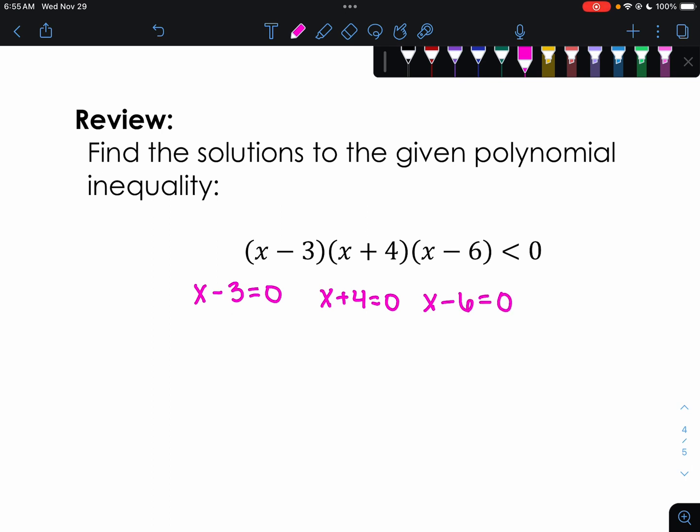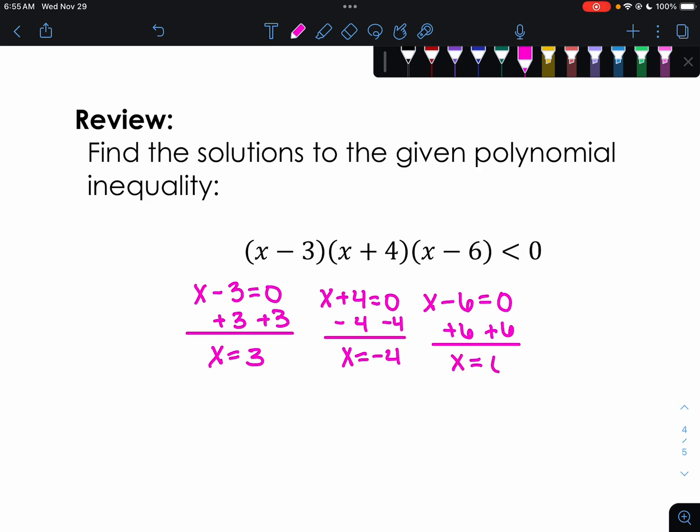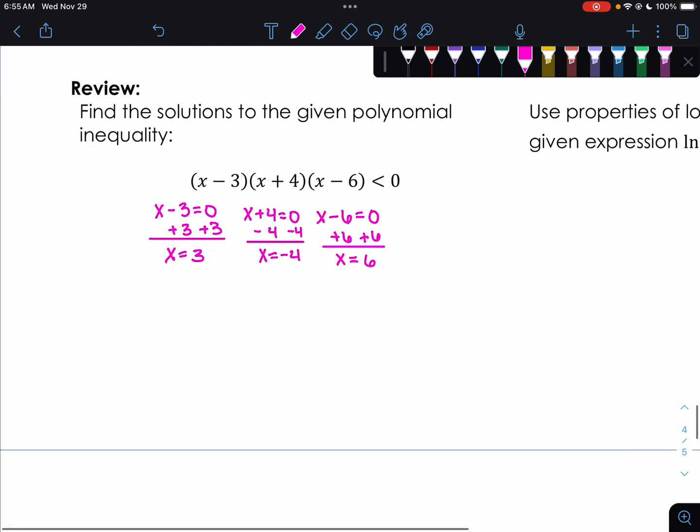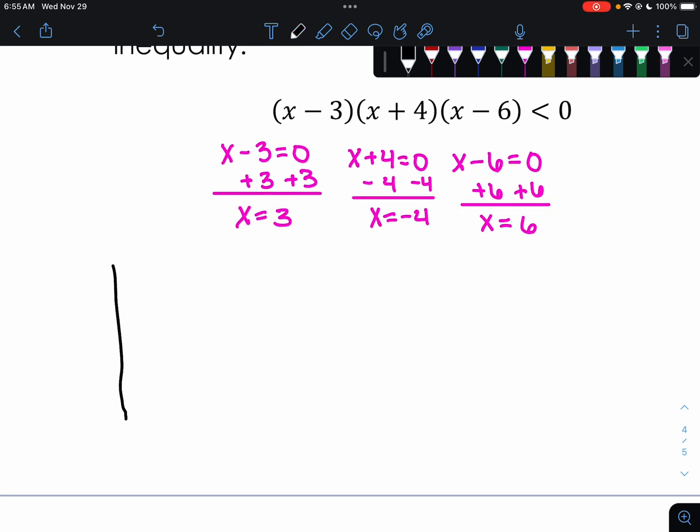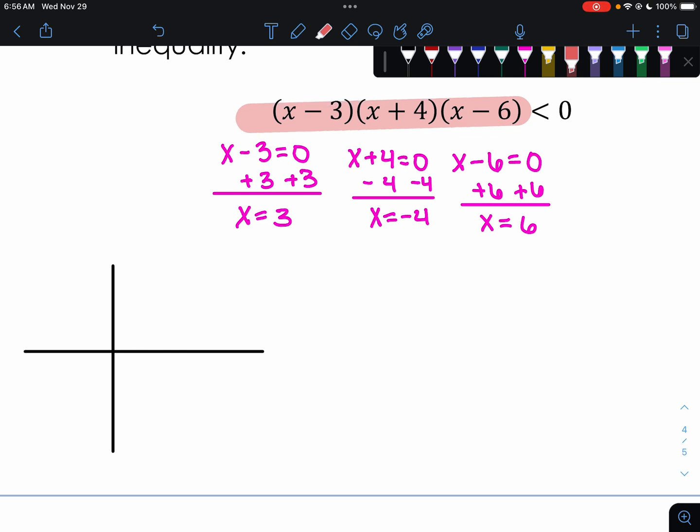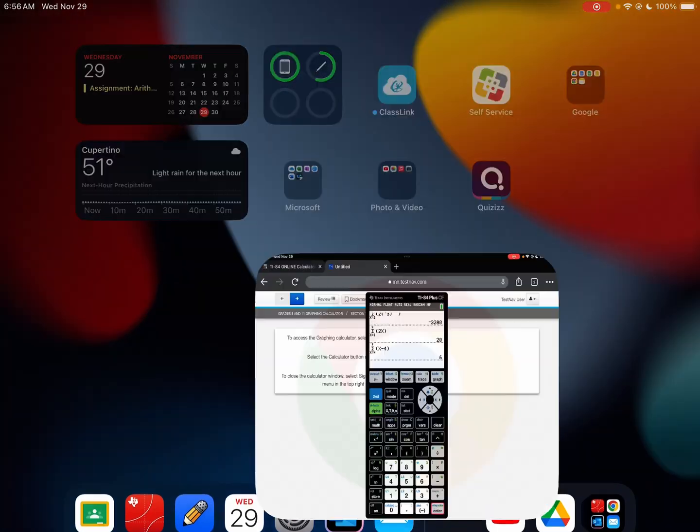And so then we would solve each equation by doing the opposite. So I'm going to start by adding 3 to both sides, and I get x equals 3. Then I subtract 4 from both sides, and I get x equals negative 4. And then I add 6 to both sides, and I get x equals 6. So now what I want us to do is go to the calculator so we can graph it, and then we're going to sketch a graph of what it looks like. In the calculator, we're going to be typing in this part only right here so we can see what it looks like. So I'm going to switch back over to my calculator.